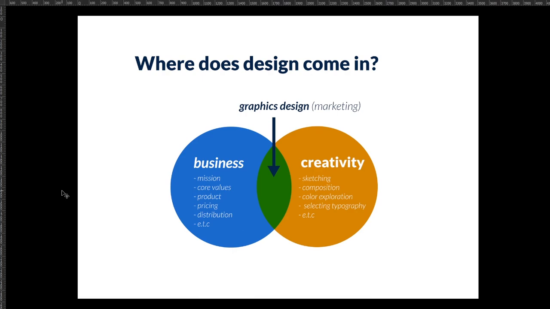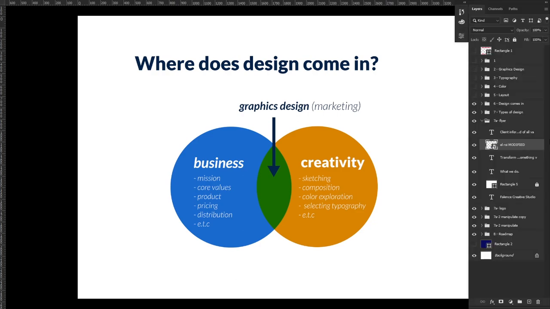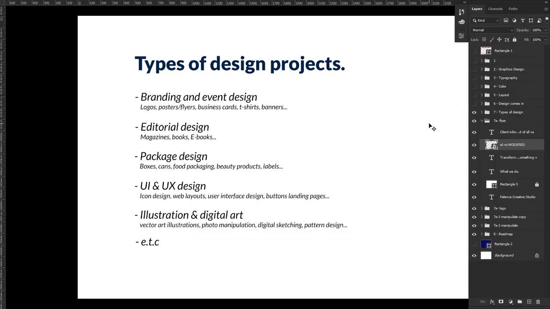Now they want to convey this information in a very visual and creative way, a way that all of its target audience will be interested in the product. So creativity is being employed here, with concepts like sketching, composition, and so on. The blend of the business and the creativity gives birth to graphic design, which is used for marketing. So in graphic design, you always have the business side and the creativity side. And what's the goal again? The goal is to convey a particular message to a particular audience. Let's move on to the next one.